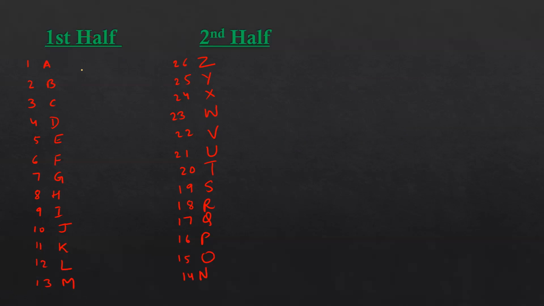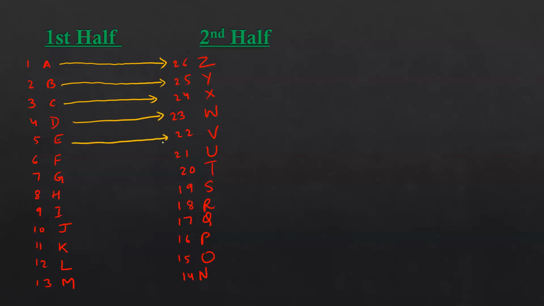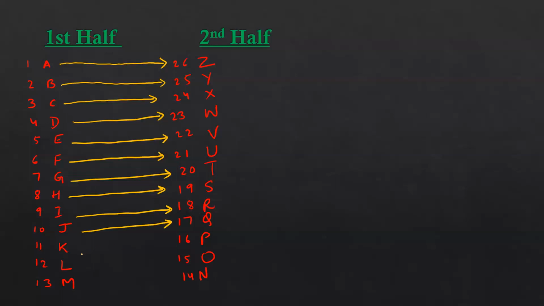What is the opposite of A? Opposite of A is Z. For B, it is Y. C, X. D, W. E, V. F, U. G, T. H, S. I, R. J, Q. K, P. L, O. M, N.